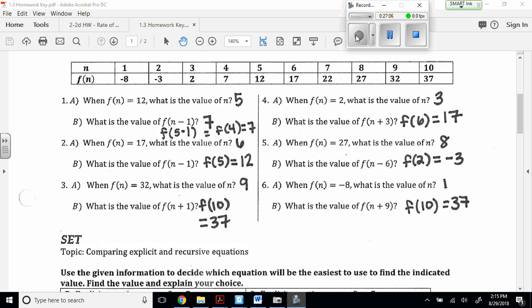Yeah? What do you mean? You don't get it. Hey, y'all see that right over there? I wrote it on the board yesterday. F of n equals 5. If the output is 5, what is the input? Right? I wrote that yesterday, did I not? Why do you think I wrote that yesterday?